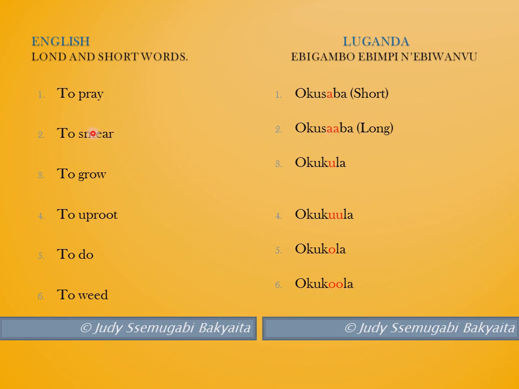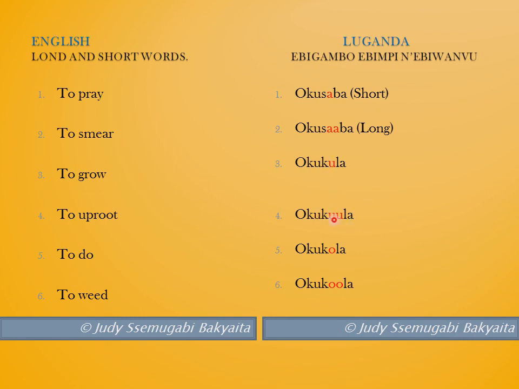Okusaba, to pray. Okusaaba, to smear. Then you have to grow. In Luganda, to grow is okukula, with single U. Now, the same word, but when we add another U, the meaning changes. Okukula, to grow. Okukuula is to uproot. The meaning has changed because we have added another U. It's long. This is short.